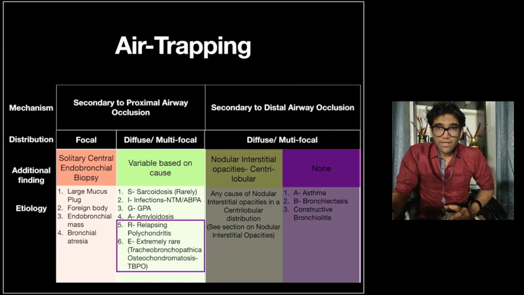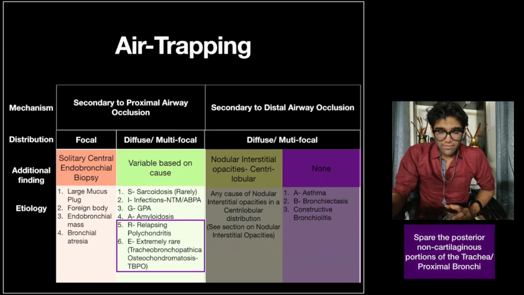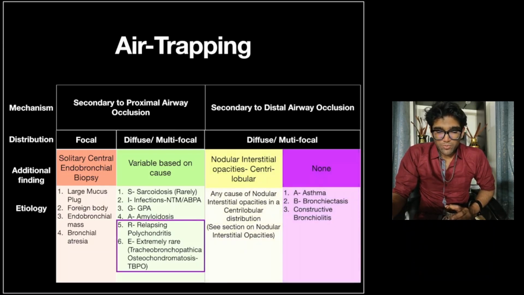So relapsing polychondritis and tracheobronchopathia osteochondroplastica, these two entities exclusively affect the cartilage parts of the trachea. Therefore the posterior half of the trachea, or the posterior tracheal membrane per se, will not be affected. That is something that we can see on imaging.